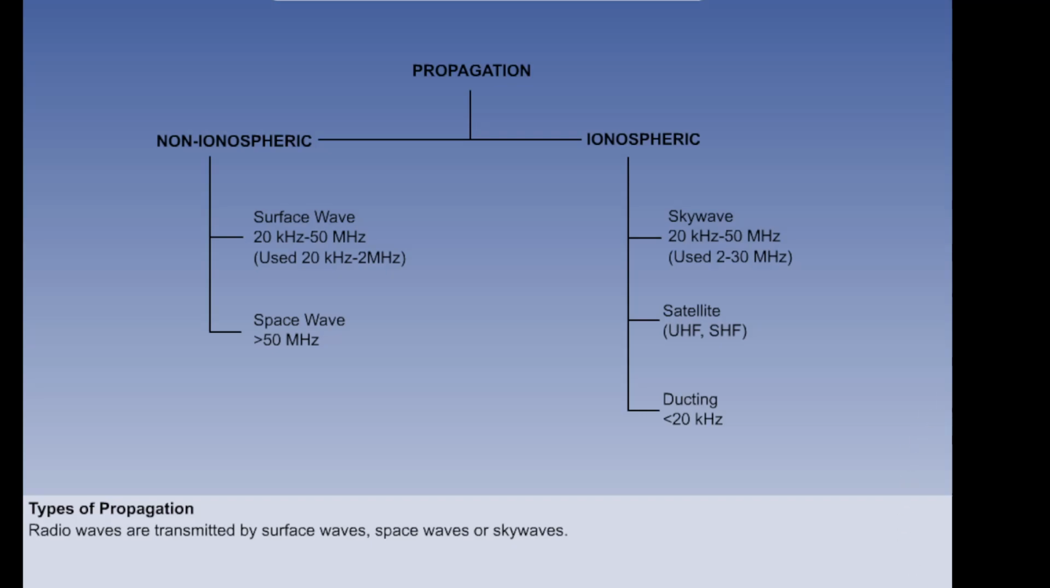Now let us look at the ways in which radio waves are propagated. There are three ways in which electromagnetic energy travels from a transmitter antenna to a receiver antenna. Two of them, surface waves and space waves, do not reach the ionosphere, and collectively they are called non-ionospheric. The third method of propagation, the sky wave, uses the ionosphere. We will look at satellite propagation in its own lesson.